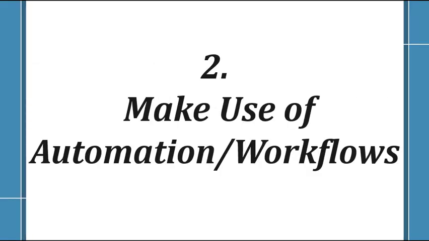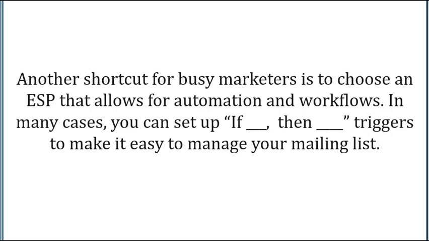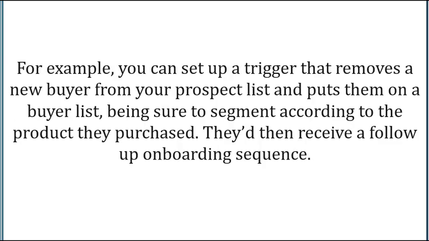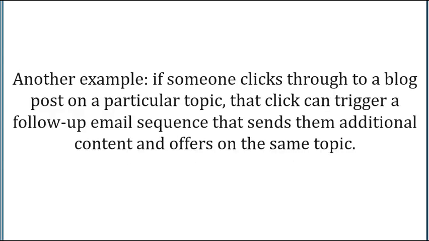Number 2, make use of automation or workflows. Now, another shortcut for busy marketers is to choose an ESP that allows for automation and workflows. In many cases, you can set up if blank, then blank triggers to make it easy to manage your mailing list. For example, you can set up a trigger that removes a new buyer from your prospect list and puts them on a buyer list, being sure to segment according to the product they purchased. They then receive a follow-up onboarding sequence.